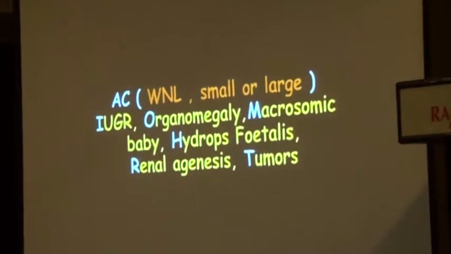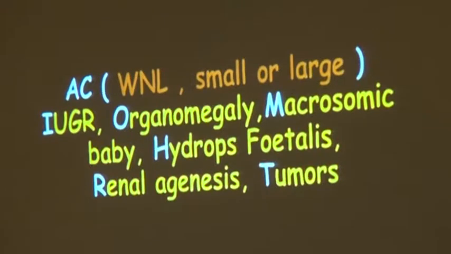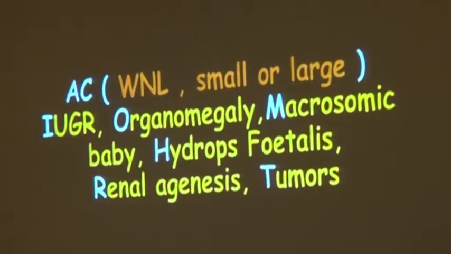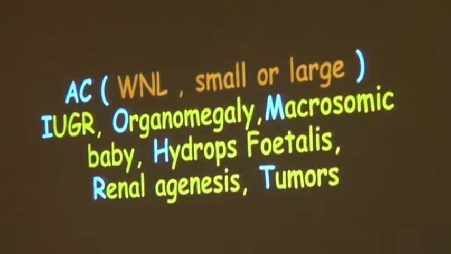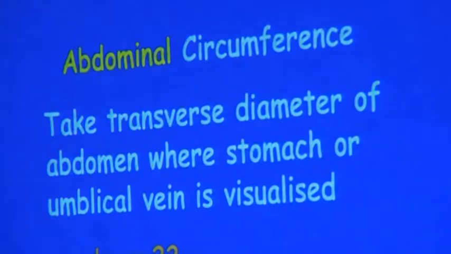What about the abdominal circumference formula? Within normal limits, small or large. Why are we doing this? To exclude IUGR, organomegaly, macrosomia, and so on and so forth. And I'm not going to read each and everything, but you can go ahead very fast.